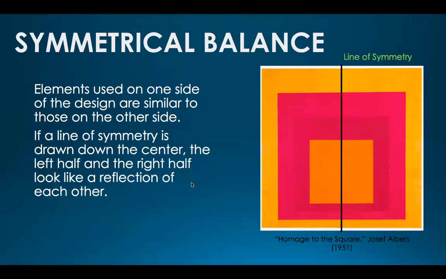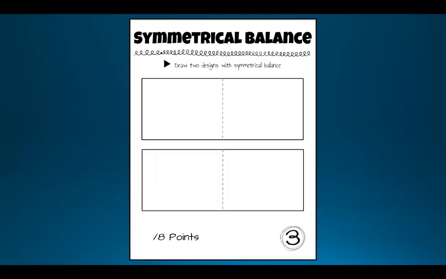Okay, now let's talk about symmetrical balance, all right? Once again, symmetrical balance means if you draw a line down the center of an object, the left half and the right half are exactly the same. So on page 3, you need to draw 2 examples of symmetrical balance.